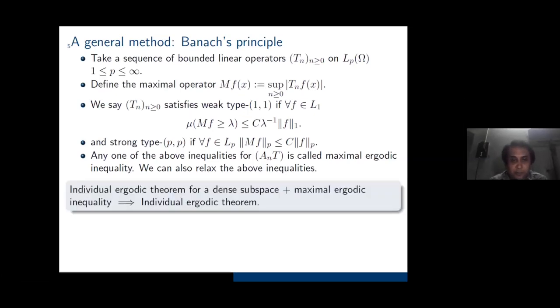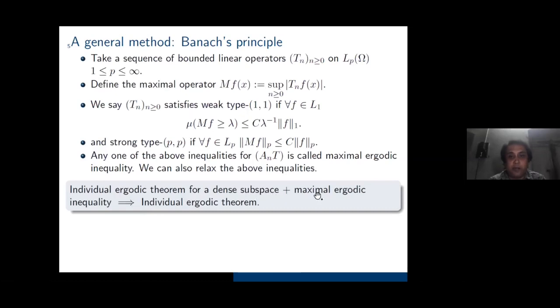Now we have this principle which says: suppose you know pointwise convergence for a dense subspace of L^p, and you also know that this kind of inequality is true, then you know the individual ergodic theorem, that is, pointwise convergence for all functions in L^p. This is very useful. This is the main way one can prove all the previous ergodic theorems.